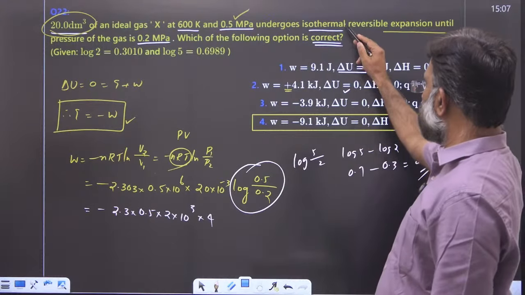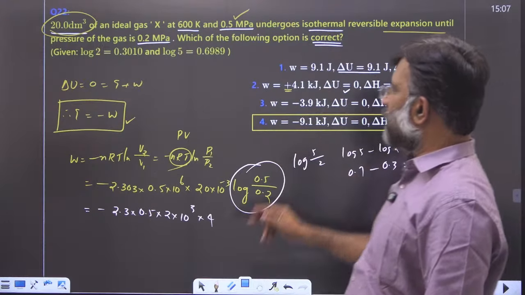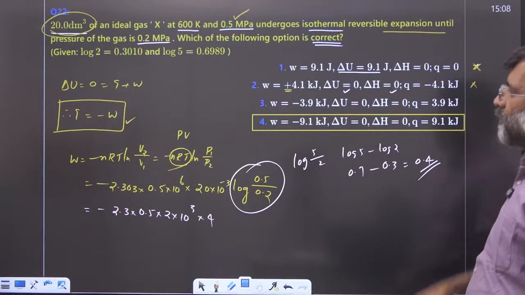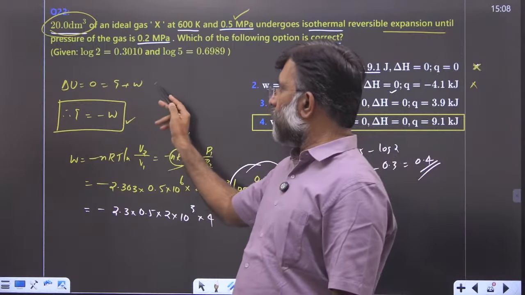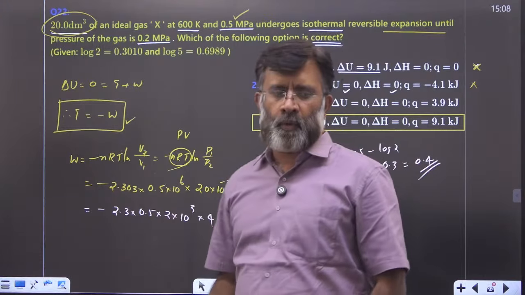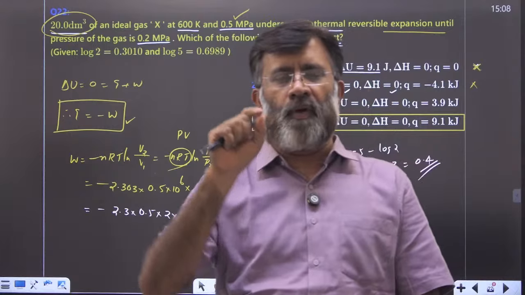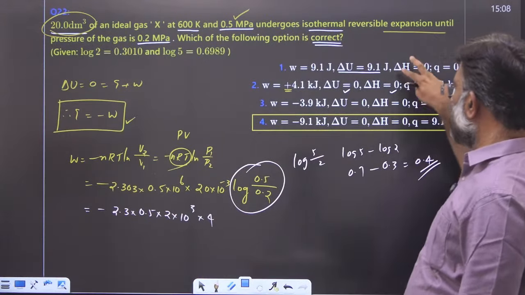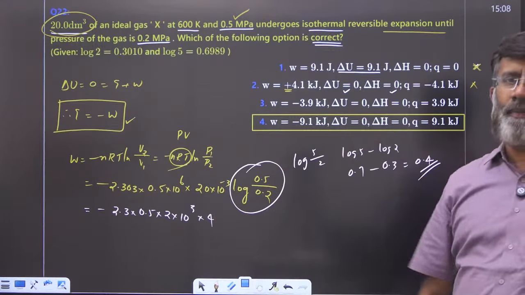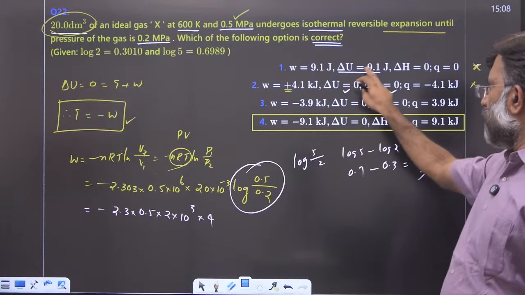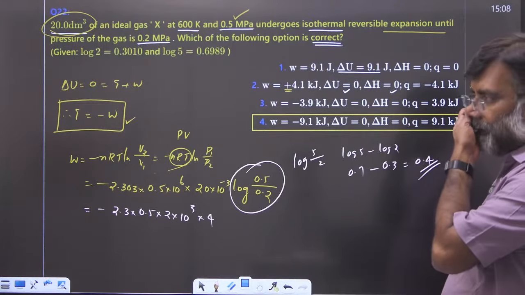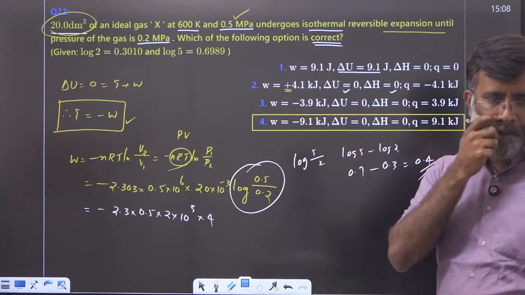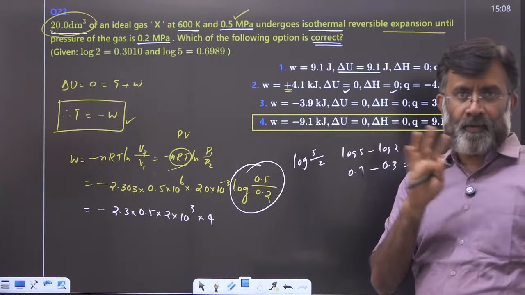So once again, since it is isothermal, delta U equal to 0 and of course delta H is equal to 0, and you get Q plus W equal to 0, Q equal to minus W. Once you get work done, you get the answer. Two choices are straight away eliminated. First choice eliminated because delta U a value is given. Second choice eliminated because of the sign. I hope it is clear.